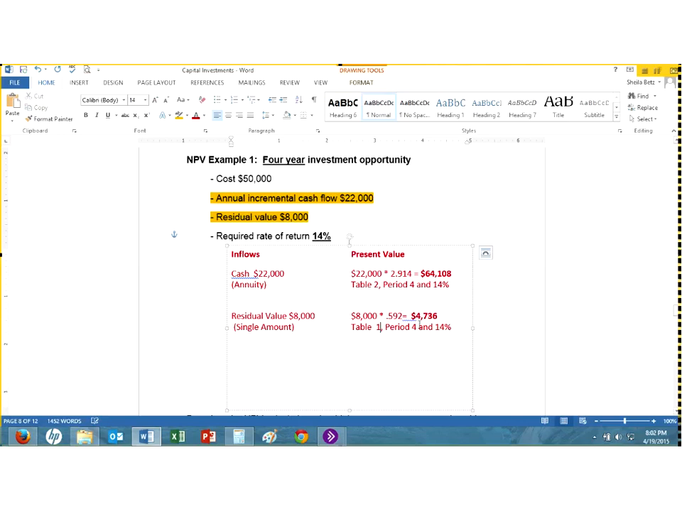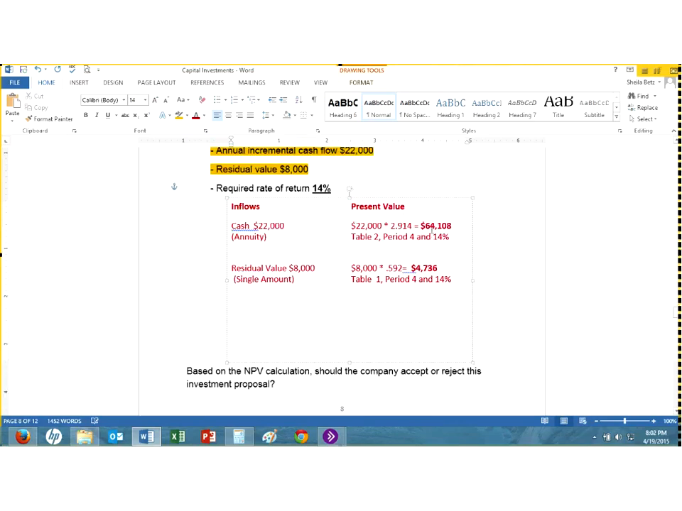And that gives us $4,736. So that $8,000 4 years from now is worth $4,736. You'll notice all of these numbers are positive because they're going to be future cash inflows. So we have turned the cash inflows of this investment into what is worth in today's dollars.